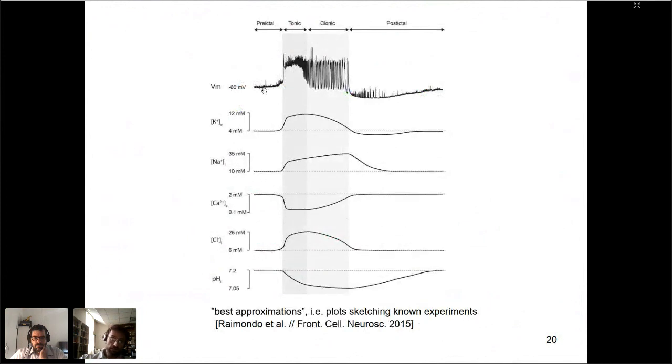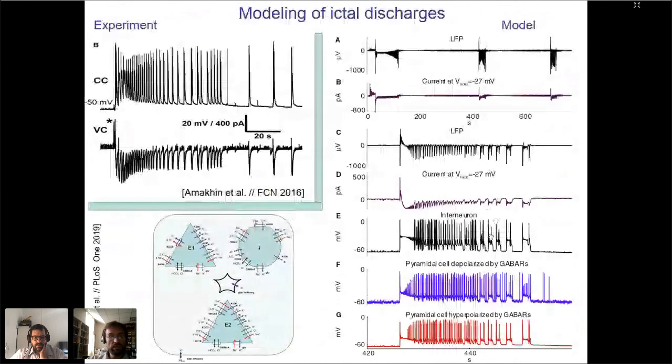Here is a well-known sketch of experimental data. Notice that during the discharge, potassium has a maximum in the middle, and sodium at the end of the discharge. Chloride behaves similarly to potassium, but without this minimum between the discharges.